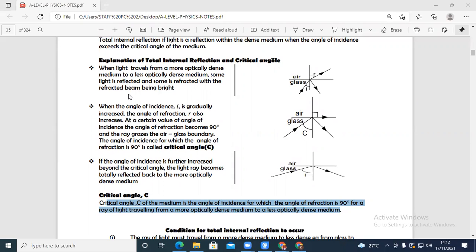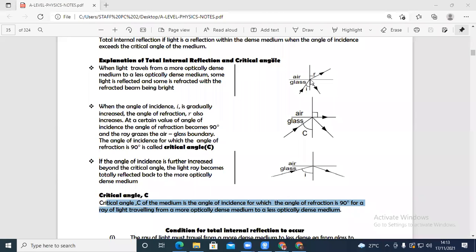So here, initially they are saying that when a ray of light is coming from glass entering air, and the angle of incidence is not greater than the critical angle, it is less than the critical angle, two things will happen. One, that ray will be reflected into the same medium. And also that ray will be refracted in the other medium, which is air. So that happens when the angle of incidence is less than the critical angle.